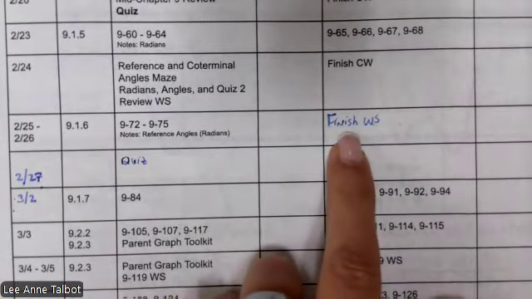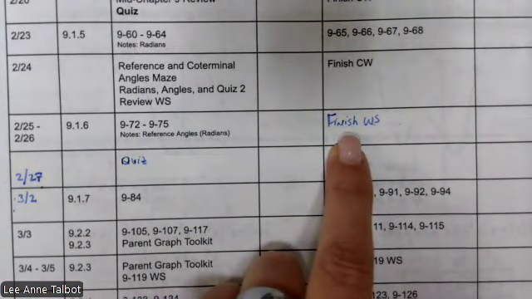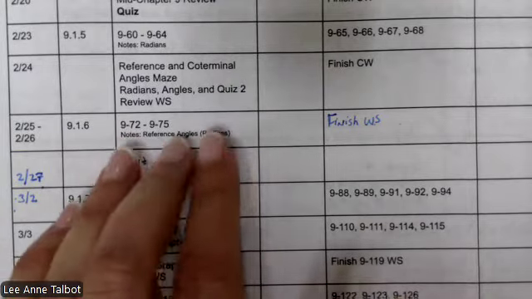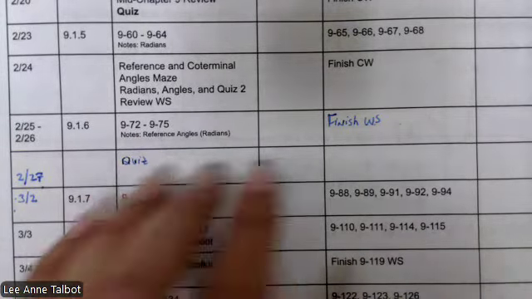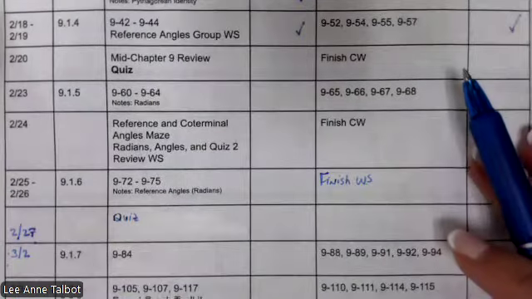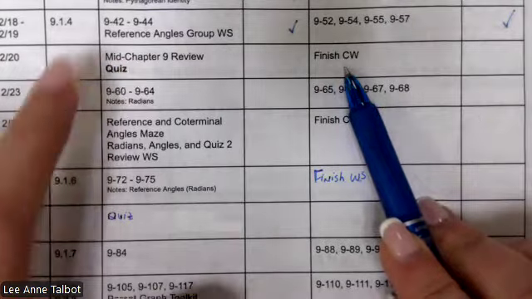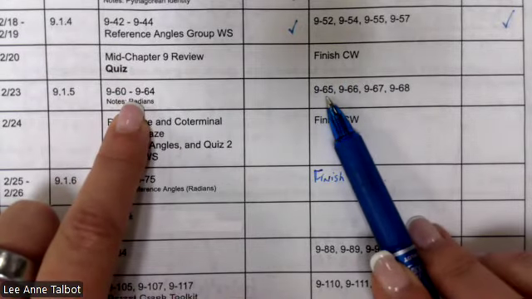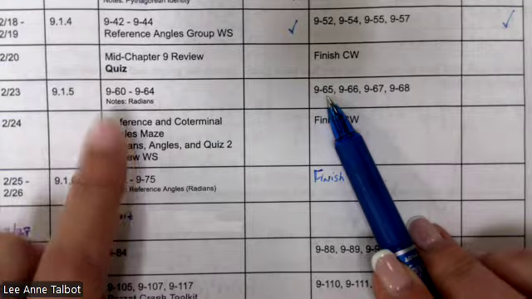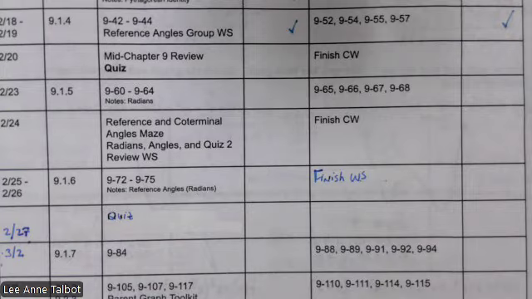So I took off the CPM problems that were supposed to be homework tonight, and you're just going to finish that worksheet. And I'm going to stamp on Friday before your quiz everything up to here. Does that make sense? So you need to have the mid chapter done, 60 to 64, 65 to 68, the maze, that worksheet, and then 72 to 75 is what we're doing in class today.